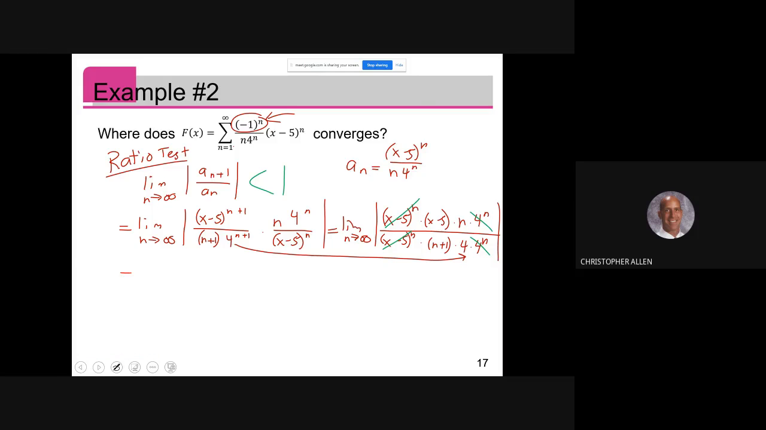So we are going to get the following. We're going to get the limit as n goes to infinity, and I'm going to put the n stuff first. There's an n in the numerator and an n plus 1 in the denominator. There's a 4 as well, so maybe I'll pull that 4 out there. And then I'm going to multiply this by the absolute value of x minus 5.